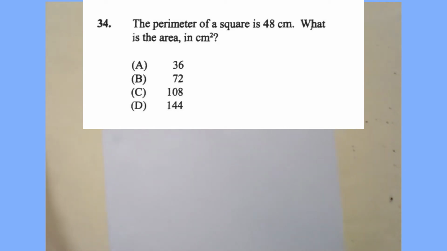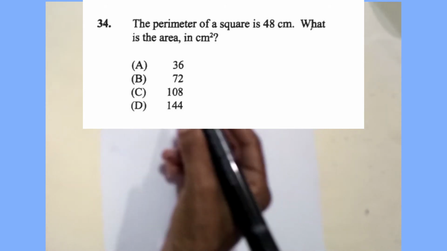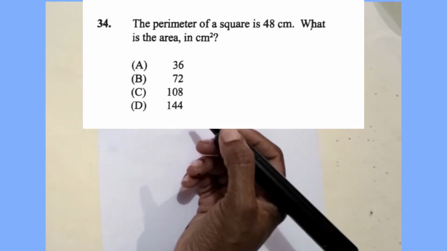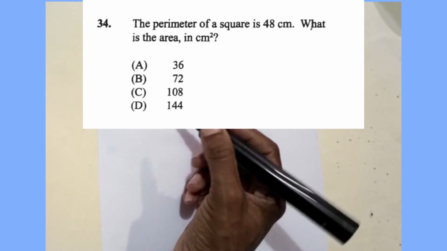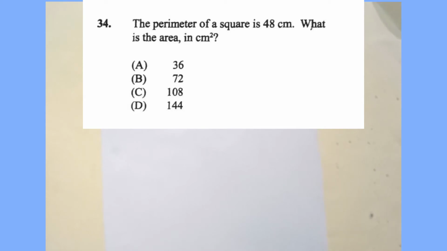Question 34 states that the perimeter of a square is 48 centimeters. What is the area in squared centimeters? So, students, whenever you are answering your questions, please don't read the questions one time. You need to read your questions at least twice, right? Yes, be mindful of time management and all of that, but you need to make sure you reread your question.